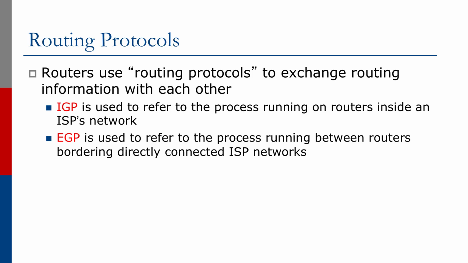Routers use routing protocols to exchange routing information with each other. There are two types of routing protocols, namely Interior Gateway Protocol, known as IGP, which is used to refer to the process running on routers inside of an ISP's network, and the Exterior Gateway Protocol, known as EGP, which is used to refer to the process running between routers bordering directly connected ISP networks.